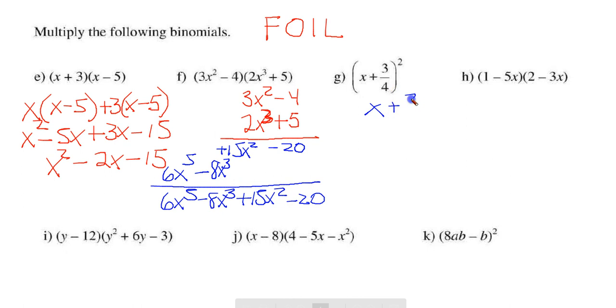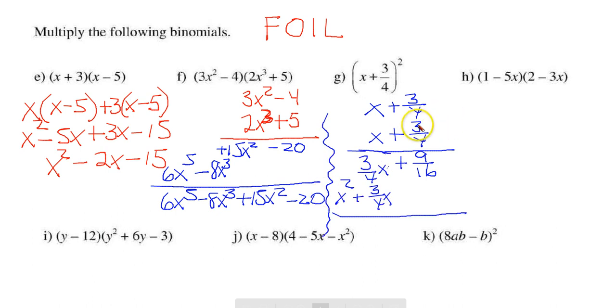x plus 3/4, x plus 3/4, and we're going to multiply it this way. Now there is a special way that we will deal with this in the next section, but here's a way to do it as well. So 3/4 times 3/4 is 9/16. And this is x times 3/4. So in fact, I should write that.